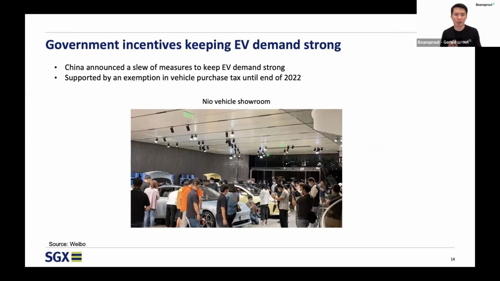One of the reasons driving this strong demand is that the government has also provided some incentives that have led a lot more consumers to want to buy an electric vehicle. One example of that is the exemption in the vehicle purchase tax until the end of this year. So that has also led people to want to buy an electric vehicle rather than your normal automotive vehicle.